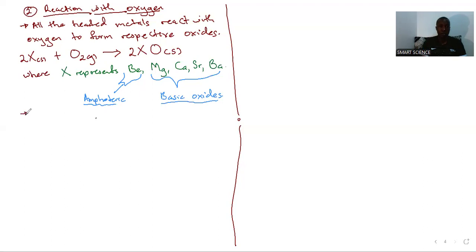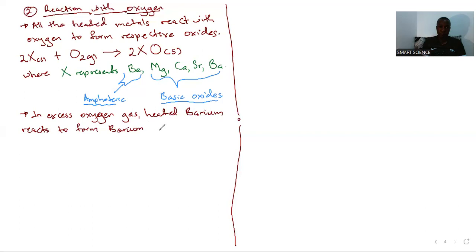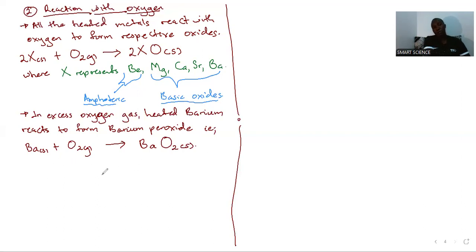As we move on, in excess oxygen gas, heated barium reacts to form barium peroxide, i.e., if I have barium and I react it with oxygen, which is a gas, I'll form barium peroxide, which is a solid. And the equation will balance itself.